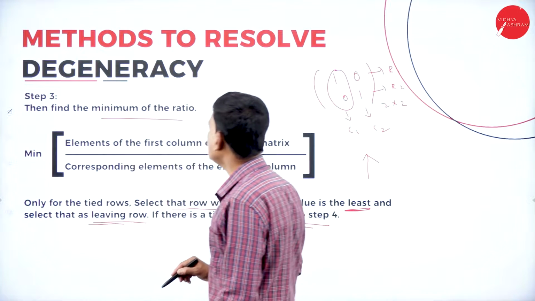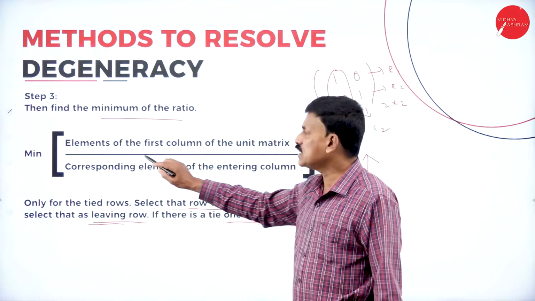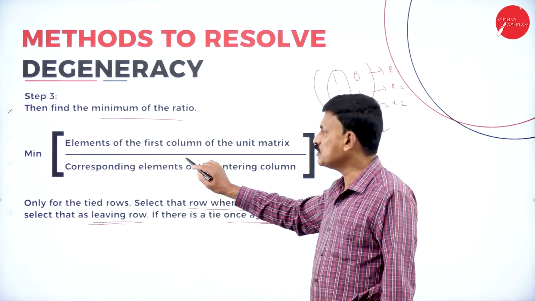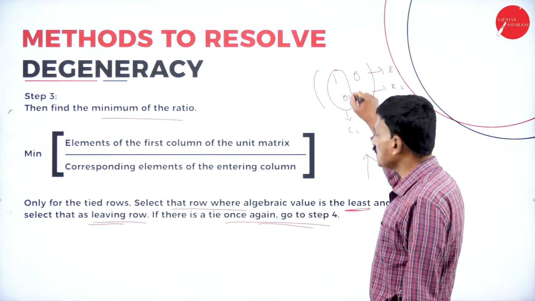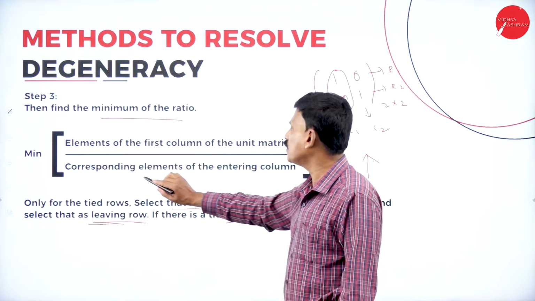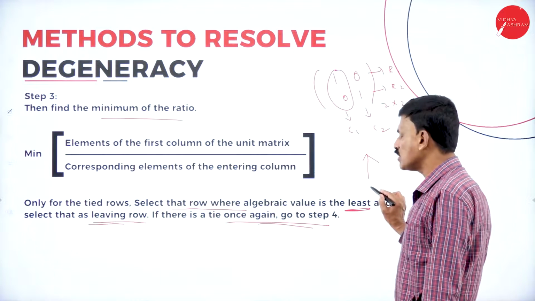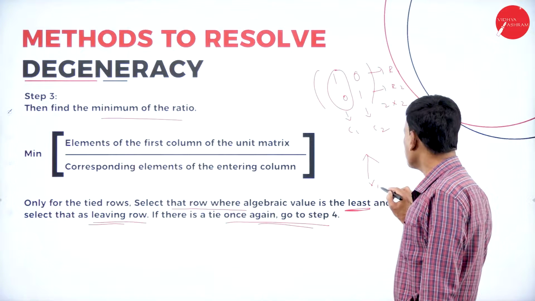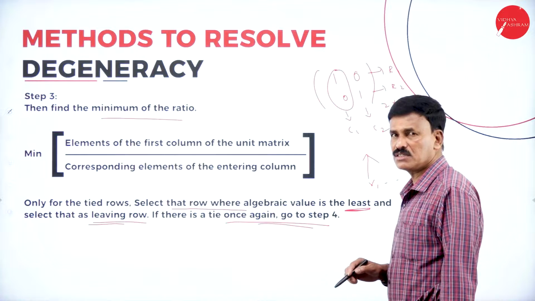Then find the minimum of the ratio. How to find the minimum of the ratio is important. Here the minimum ratio is calculated using the formula: elements of the first column of the unit matrix divided by the corresponding elements of the entering column. So if x1, x2, x3 is the entering column, divide by the corresponding elements of the entering column.